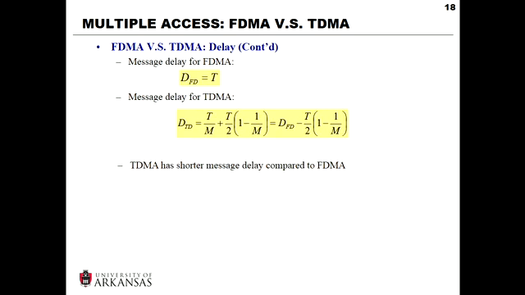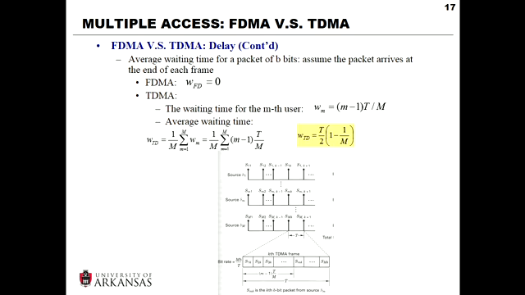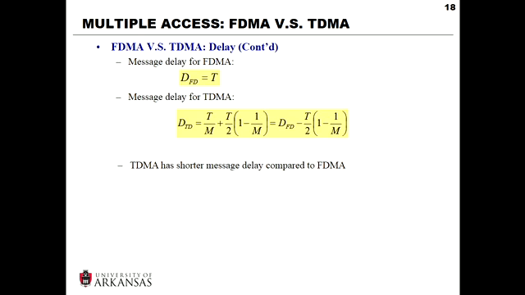All right. So that's FDMA versus TDMA, and that's the discussion of the delays. So TDMA has shorter message delay compared to FDMA.